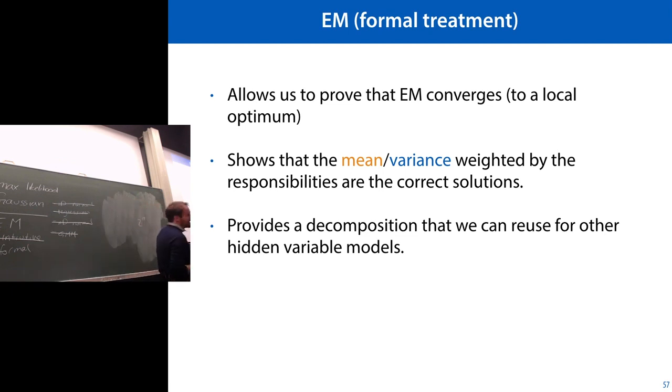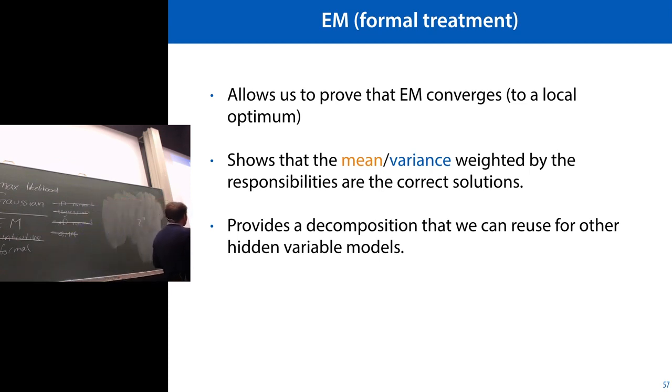we can prove that EM converges. So that's a good thing to know. It converges to a local optimum. So there's no guarantee that you find the global optimum, which, if you want the global optimum, you need to work out this sum with a billion terms. But you can at least converge to a local optimum, which in a lot of these data sets is fine.